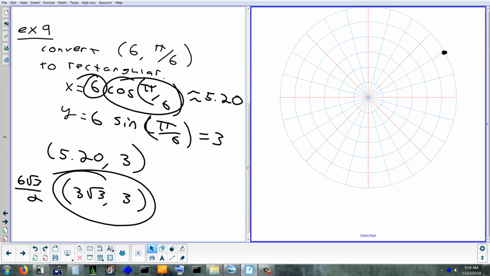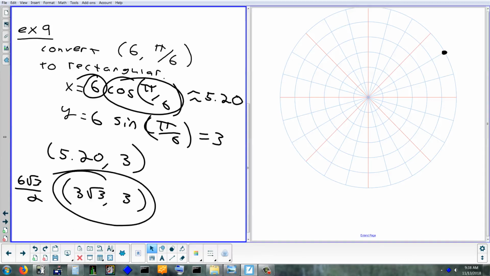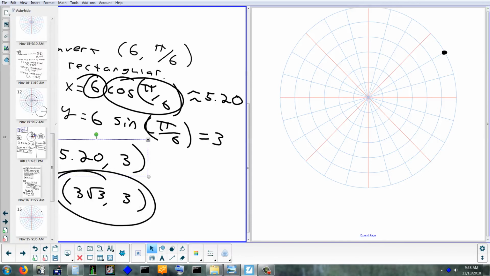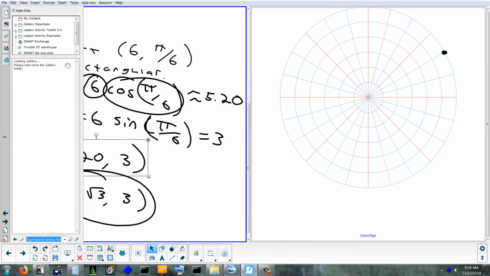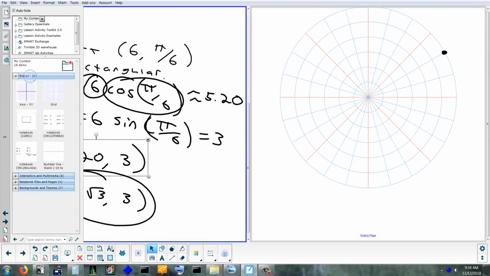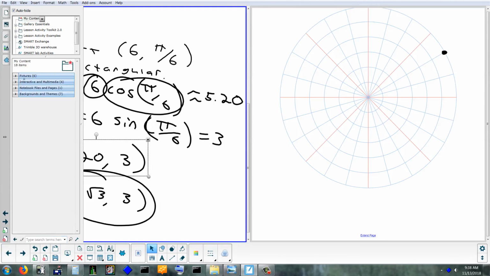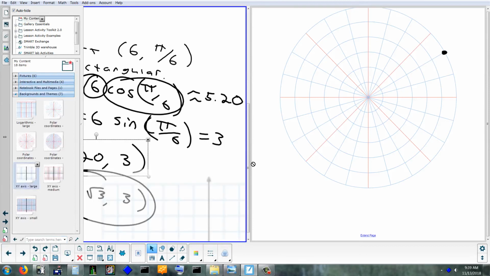If I've done this correctly, it should look like that point is a little more than 5 units right and exactly 3 units up. All right? So the background is going to change behind it, but the point is going to stay in the same spot. Let's see what happens. I've got to use the same graph paper scale because they make bigger and smaller graph paper. I think that's the large. Let's try it.